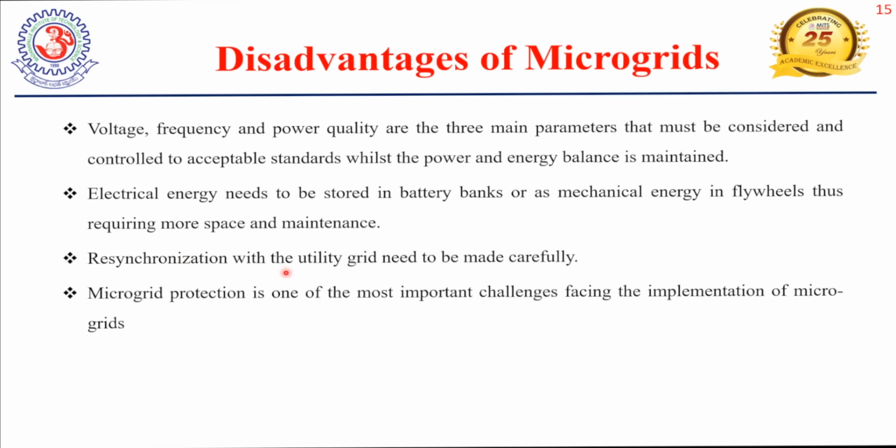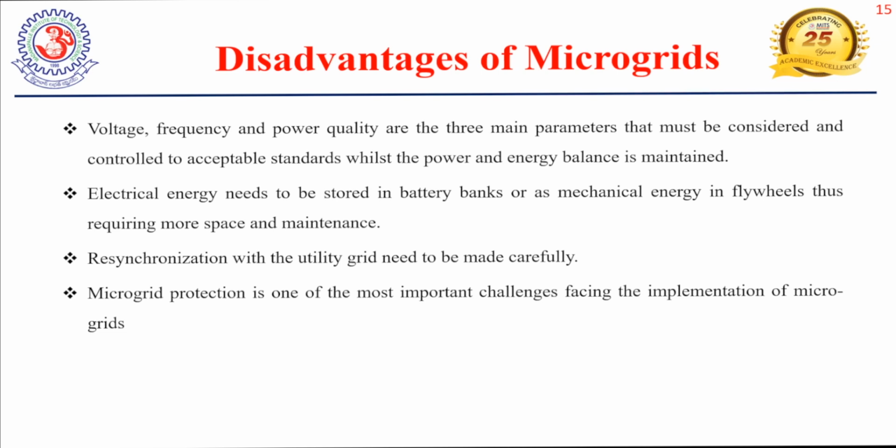Third is synchronization. In the first point itself I mentioned synchronization is also a challenge in the microgrid. Microgrid protection is also one of the important challenges. So these are all the challenges or disadvantages of microgrid. We have to improve or overcome them. That means we have to work in this field. We have to reduce these disadvantages, rectify the challenges, and improve the microgrid.